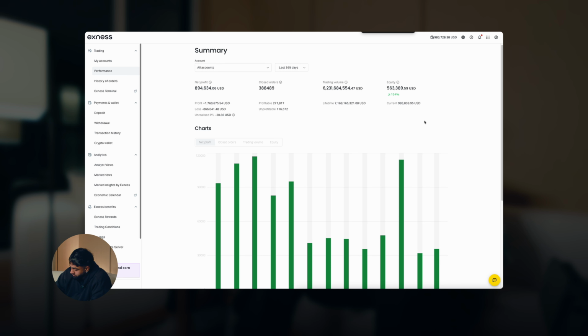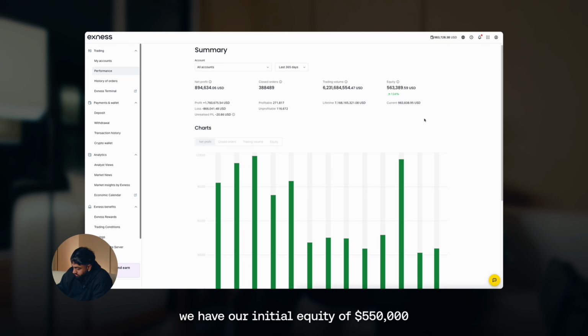So, in this case, we have our initial equity, which is 550,000. Our current equity is almost close to $1 million. And you can see our system's almost taken $500,000 worth of trades. And these trades all average to a couple of minutes to less than, let's say, 2 hours.